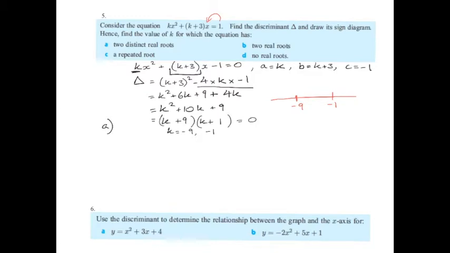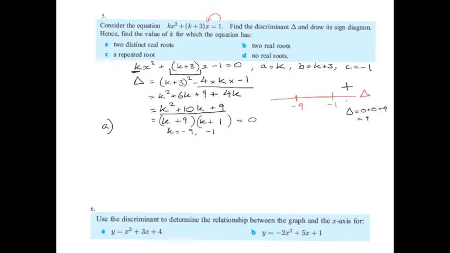And we want to know what the discriminant is doing around these values, okay? So we're doing this for the discriminant. So let's have a look. What's a number on this right-hand side of negative 1? Well, we could use 0. So if k was 0, what would we get? If k was 0, the discriminant would be k squared, which is 0, plus 10 times 0, which is 0, plus 9. I'm substituting it in this line here, okay? So the discriminant is 9 when k is 0. So on this side, we can say the discriminant is positive.